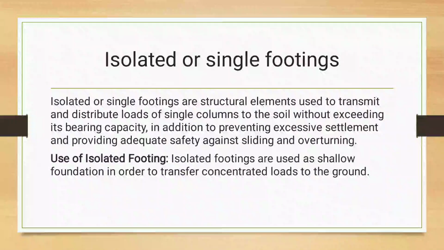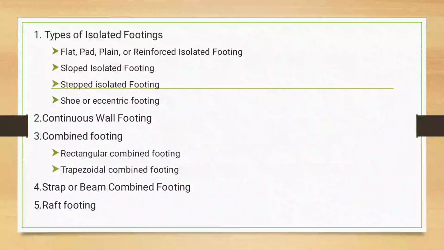Uses of isolated footing: isolated footing is constructed for shallow foundation to transfer a concentrated load to the ground. Types of isolated footing: isolated footing is classified into flat, pad, plain or reinforced isolated footing, sloped isolated footing, stepped isolated footing, shoe or eccentric footing. Second one is continuous wall footing.